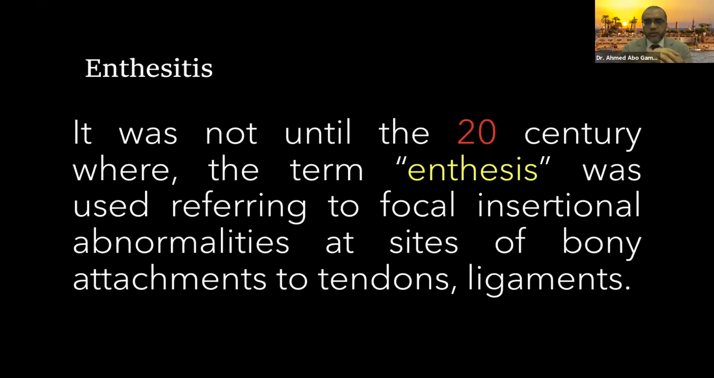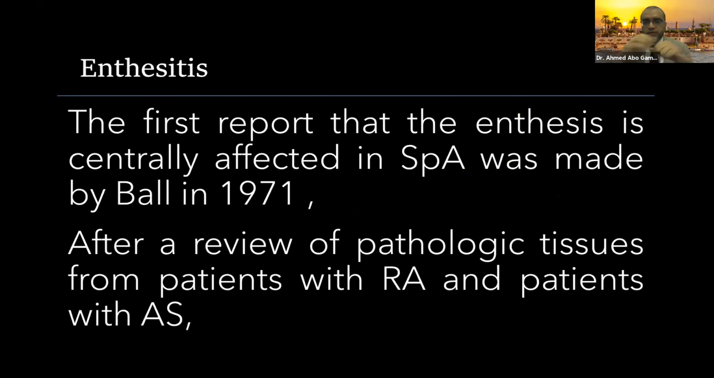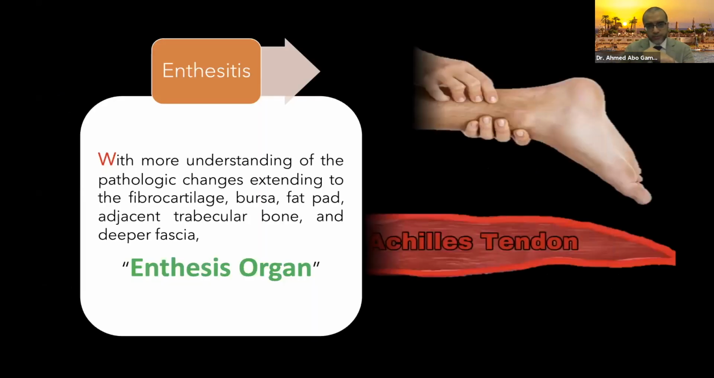Enthesitis itself is the most recent term in the musculoskeletal system. It started to be mentioned in the 20th century, and initially it was referring to the point of attachment of ligaments and tendon to the bone. Enthesitis was first reported in 1971 in post-mortem specimens, analyzing slices from patients with rheumatoid arthritis and ankylosing spondylitis, and found this inflammation at the attachment point. It is referred to in patients with ankylosing spondylitis, and it takes the term of spondyloarthropathy.